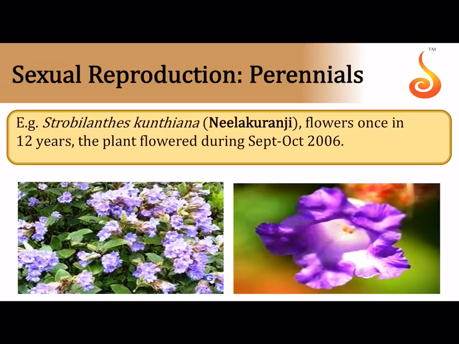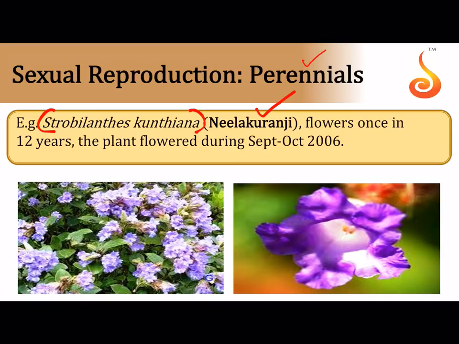There is one more plant which flowers once in 12 years, and it covers the valley in blue shades. It grows in the valleys of Tamil Nadu, of Karnataka and Kerala. This plant is called Strobilanthes kuntiana. It is commonly called Neelakurinji, and it flowers once in 12 years. See, this is also an unusual flowering pattern, but it is a perennial plant. Perennial plant means it grows, it lives for years together.